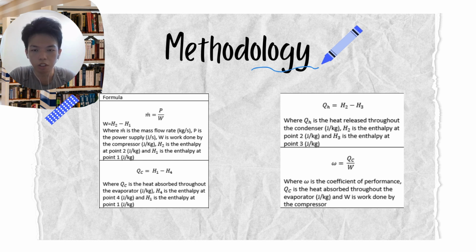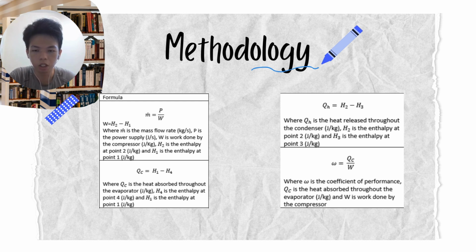Now I will talk about the formula that will be used to model the system. First, mass flow rate is equal to the power supplied to the compressor over the work done by the compressor. In this case, work done is equal to H2 minus H1, and the unit of the work done is joule per kg, while the unit of power supply is joule per second.